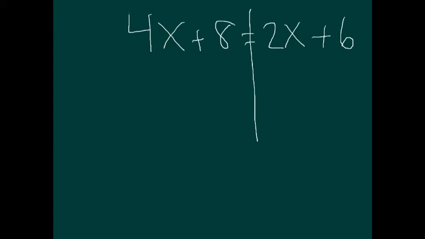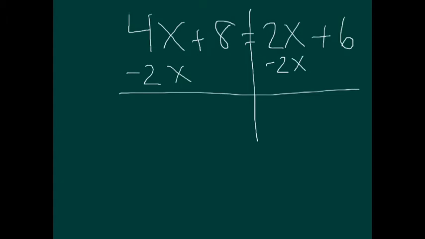I'm going to start this by moving the 2x to the 4x, and in order to do that, I'm going to do the additive inverse of 2x, which is negative 2x, and what I do to one side, I'm going to do to the other side. 2x and negative 2x create a zero pair, so I've eliminated the variable term from the right side. 4x minus 2x is 2x. I bring down the positive 8 and then equals 6.